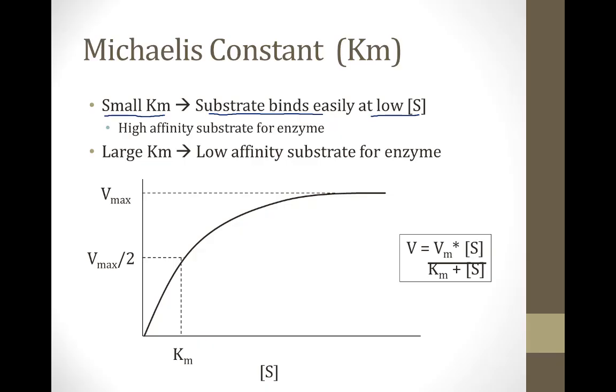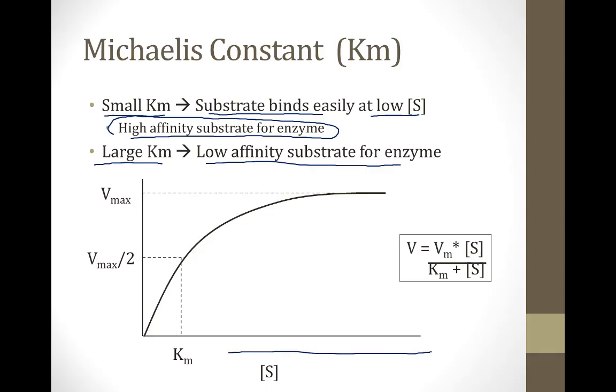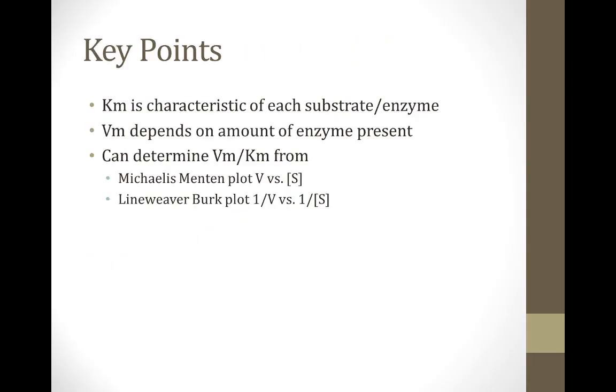Another way of wording this is to say that there is a high affinity of the substrate for the enzyme, and that means you don't need a lot of S around to get to Vmax. On the other hand, if you have a large Km, this means you have a low affinity of the substrate for the enzyme, and you're going to need a lot of S. You're going to need to go very far out on this x-axis in order to reach Vmax when the Km is large.